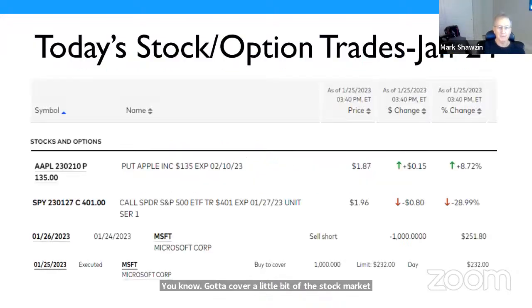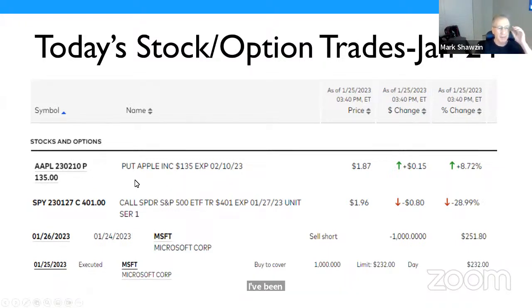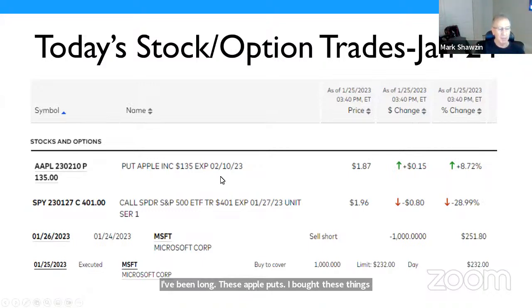Before I do that, I always like to share what I'm doing. It's not always right, but I like to be transparent. I've been long these Apple puts. I bought these yesterday, I believe, and I should have gotten out today. Apple dropped like $3-4. I probably could have doubled my money. And it was probably a big mistake staying in this. I do see some technical levels here that it should resist, but then I also see the market possibly going higher. So there are a lot of conflicts in the market.